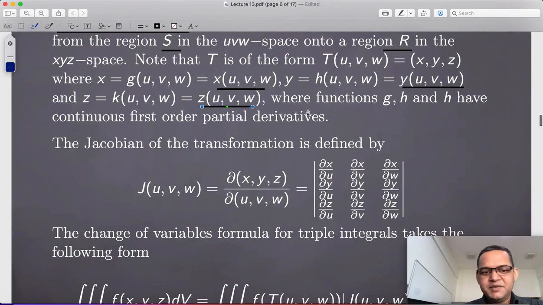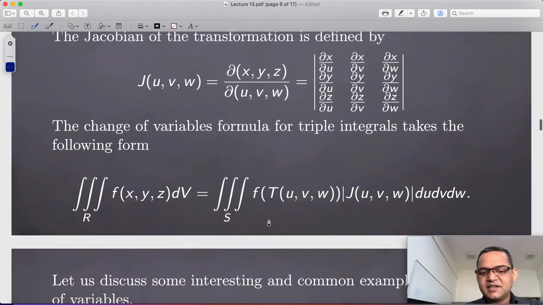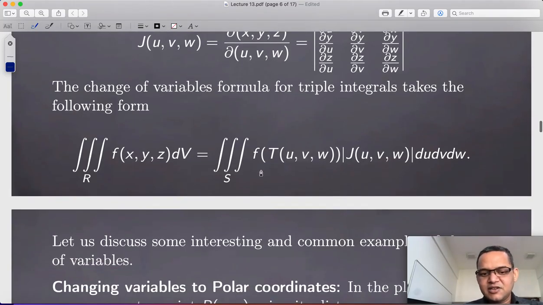So we further assume that these functions are continuous, that is, have continuous first order partial derivatives, and the Jacobian does not vanish. Then we can write down the similar change of variable formula for triple integrals. This is precisely the analog of what we just did. I did not write here x as a function of u, v and w and so on. I rather wrote this T, because it doesn't fit in this space.